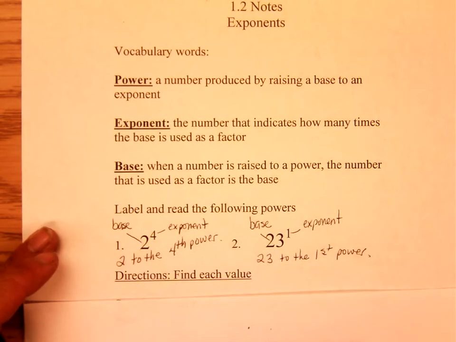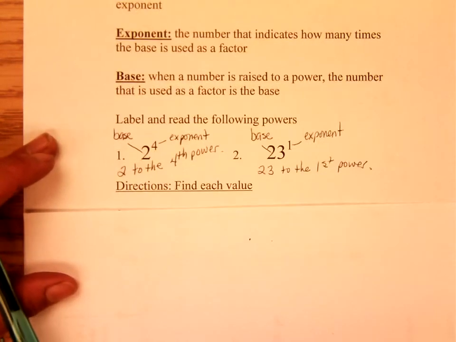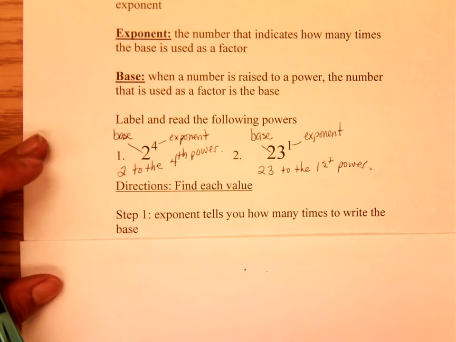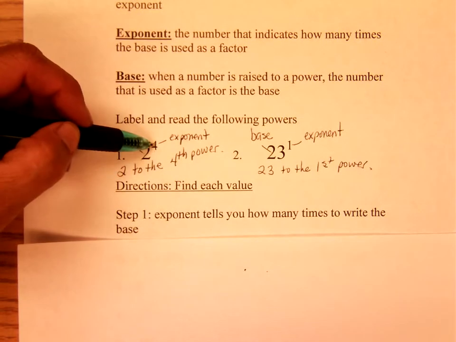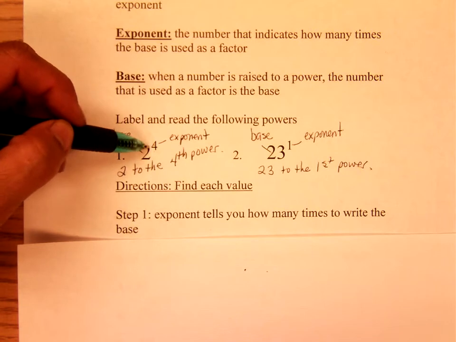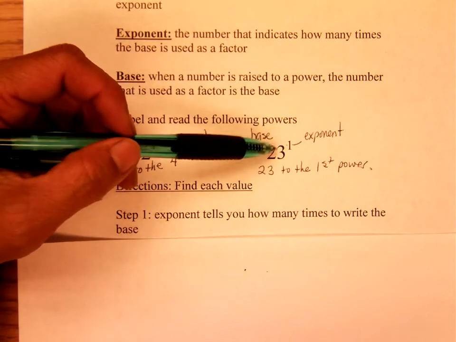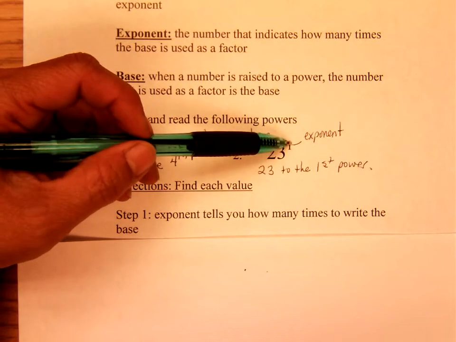So here's the directions that you'll find in your classwork and homework. Find each value. So step 1 is exponents tell you how many times to write the base. So here, this 4 tells you that you have to write the 2 4 times. So it would be 2 times 2 times 2 times 2. Here, how many times do you write the 23? Once, because the exponent tells you only one time.